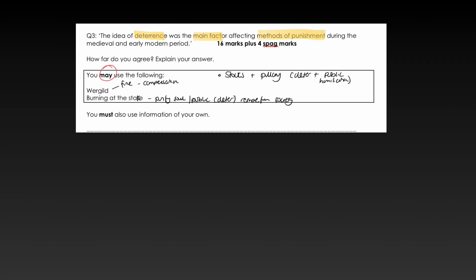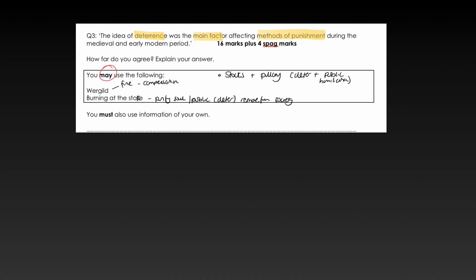And I'm looking at methods of punishment. Now, I've looked at the specific dates here, medieval and early modern. Again, if you go beyond those, you're not going to get marks for that part of the question. Likewise, if I'm not necessarily linking it back to the key words, then I'm not going to get my 4th mark for SPAG as well. If I don't know them again, it says you may use, so I can bring in something else.